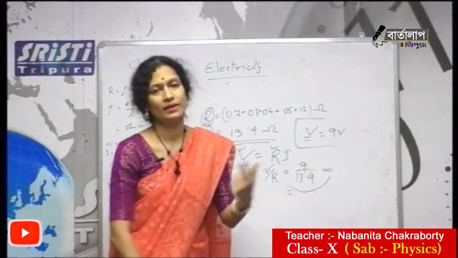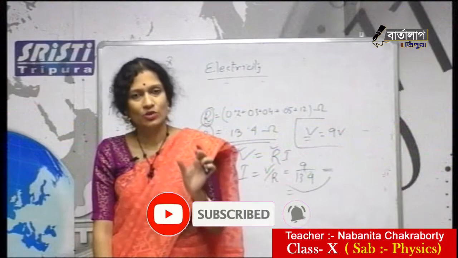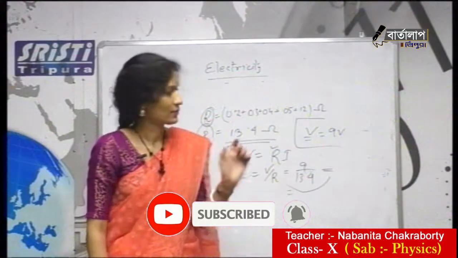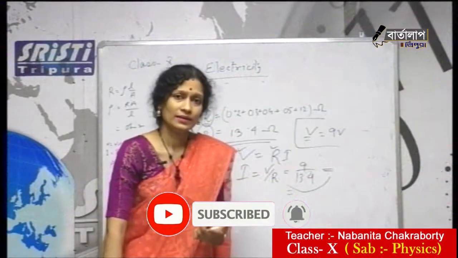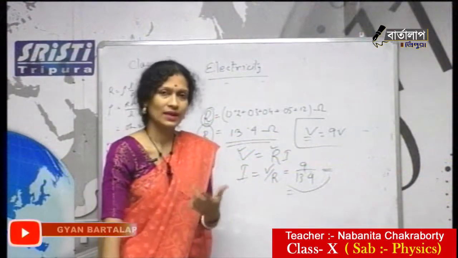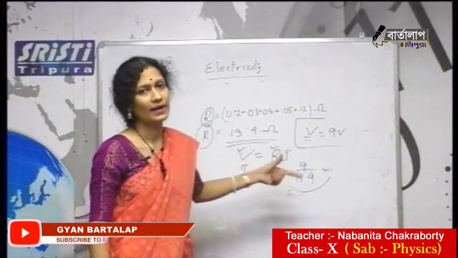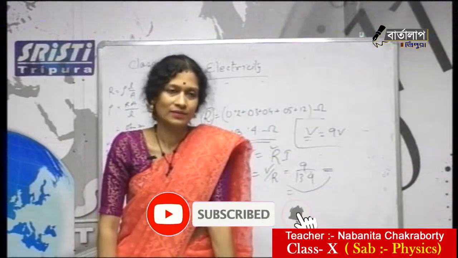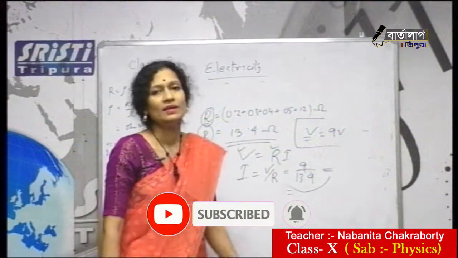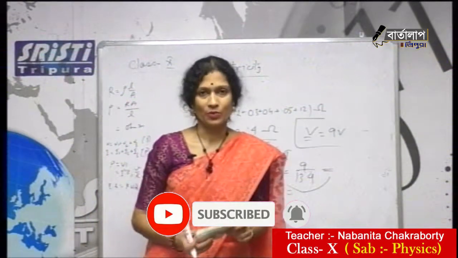So first learn how to write the equivalent resistance of series combination. After that, if V is given and I is given, then you apply the same formula, place the values of R and I, and you will get V. In that way we can solve this type of simple numericals. Now we are going to the next point.